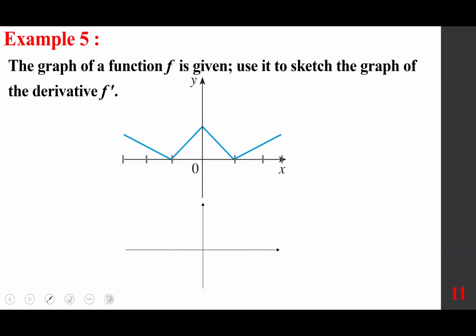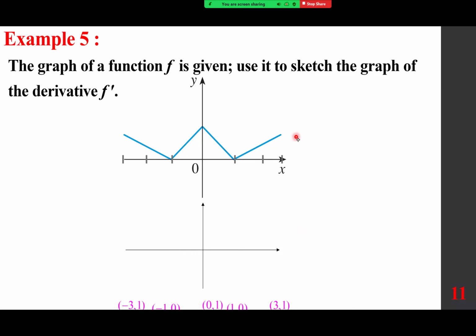Example 5. The graph of a function f is given. Use it to sketch the graph of the derivative f prime. First, I want you to notice that we have 1, 2, 3, 4 line segments. Meaning, if you look at one of them, this one, and you think of it as a line, another line segment, you can calculate the slope, and whatever the slope is, y equals that, which is a horizontal line, is the answer. You're done. And the same thing is true for each case.